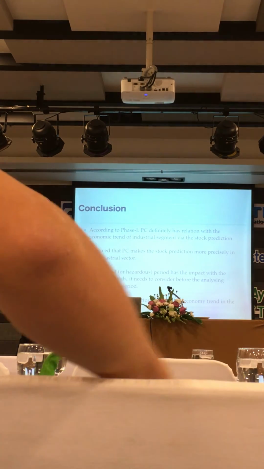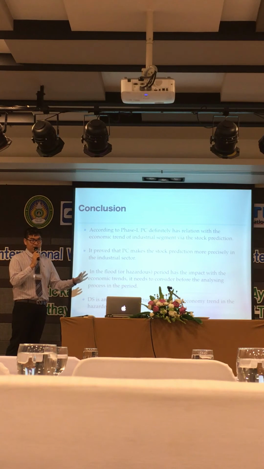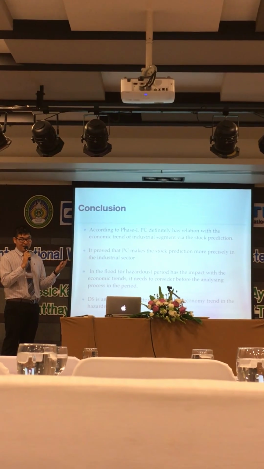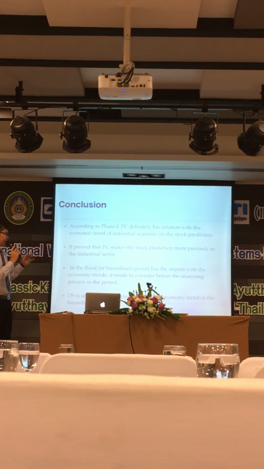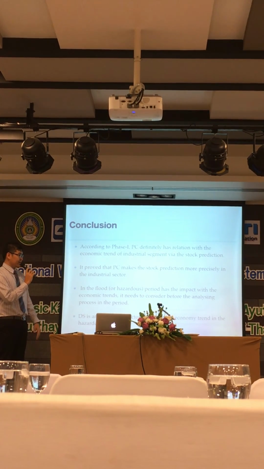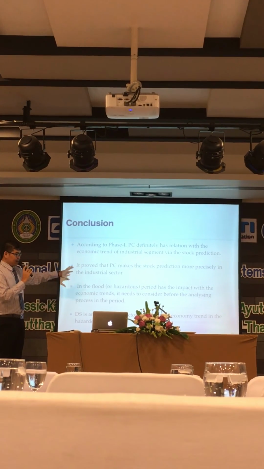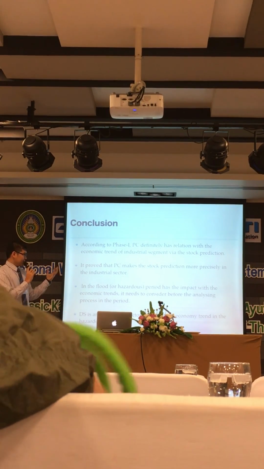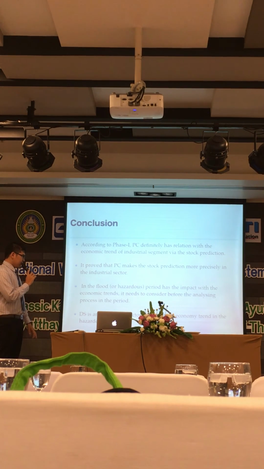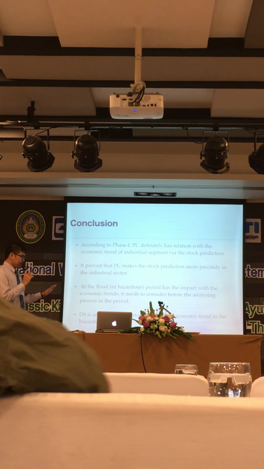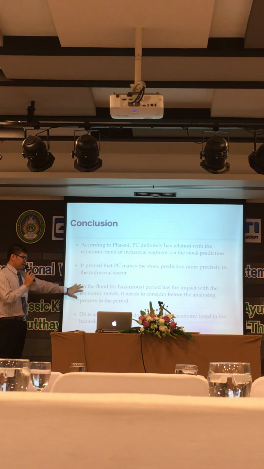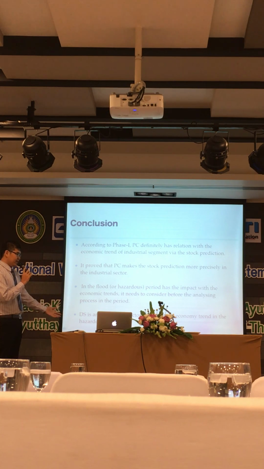So finally, the conclusion. In phase 1, in normal time, we can know that power consumption definitely has a relation with the economy trend after we do the experiment, especially in the industrial segment. The second one, in the stock prediction model, with this proof, it can make the stock prediction more precise. And the third one, in flood time or disaster time, this has an impact on the economy trend. This is common sense, but in this paper we can confirm it. And finally, the disaster signal is an important factor to predict the economy trend in a hazardous period. Thank you very much.